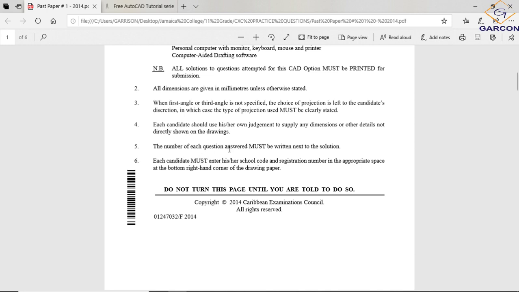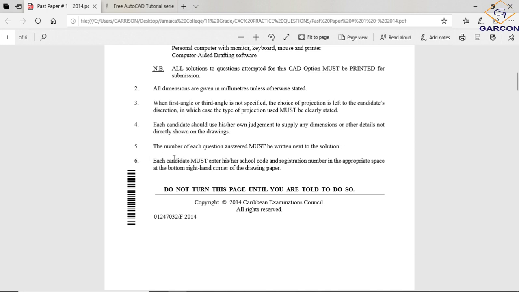The number of each question and answer must be written on the solution. You see, most people are not doing that. You must write question 1 right near the solution. This is the solution for question 1. Boom. Solution for question 2. Boom. Also ensure to have your title and your scale written near the drawing, plus near the title block.